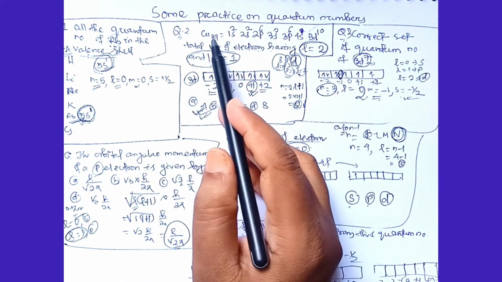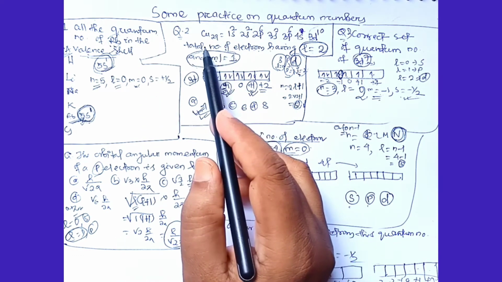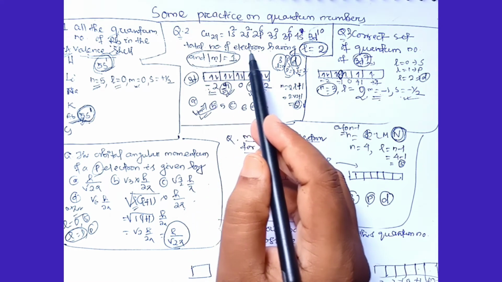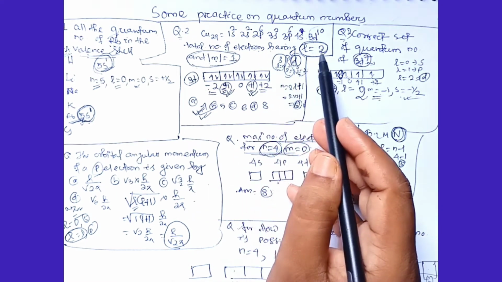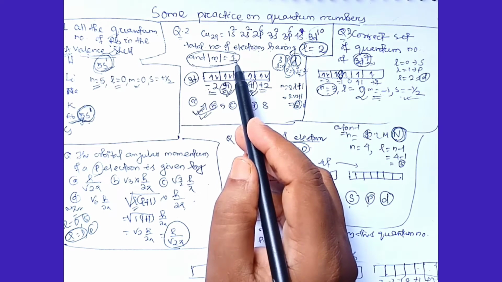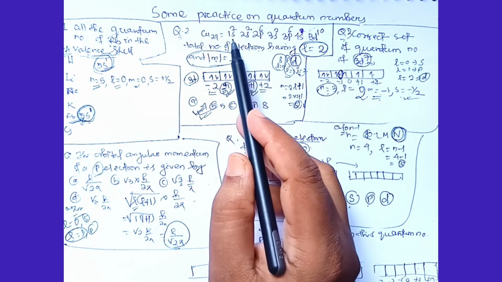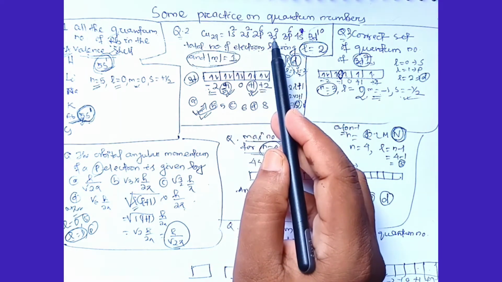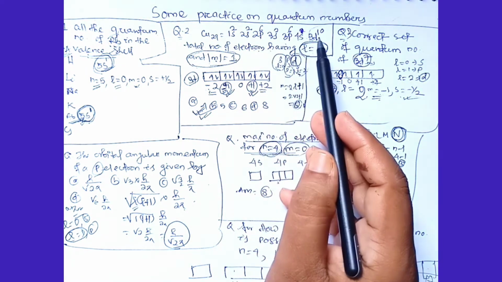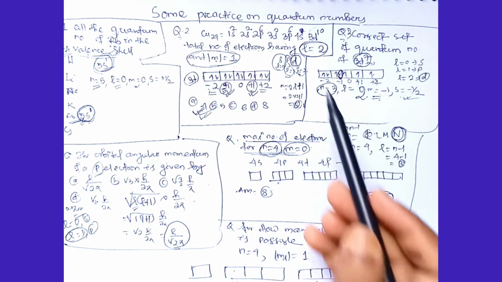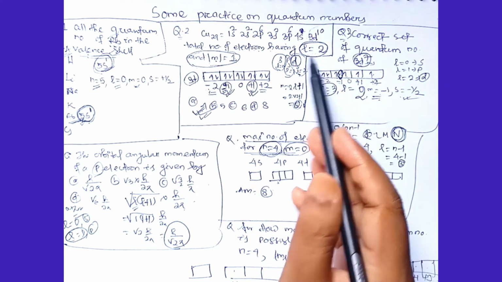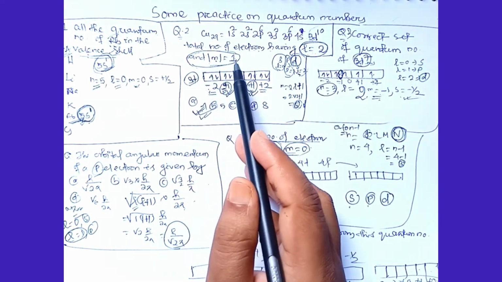The next question: for copper 29, the total number of electrons having l equal to 2 and mod m equal to 1. So this is the electronic configuration of copper: 1s2, 2s2, 2p6, 3s2, 3p6, 4s1, 3d10. It has asked here l equal to 2 and mod m equal to 1.